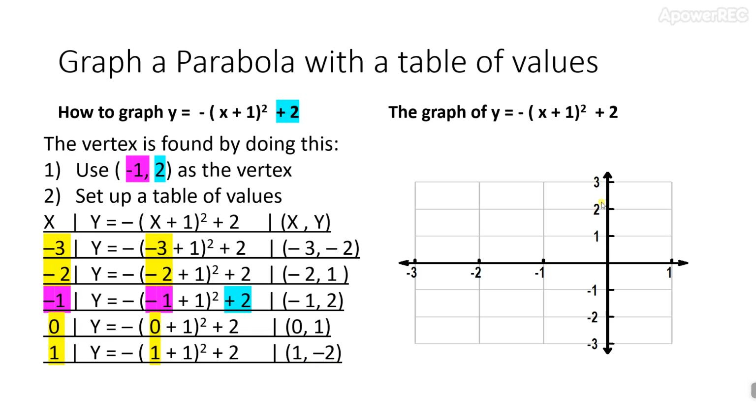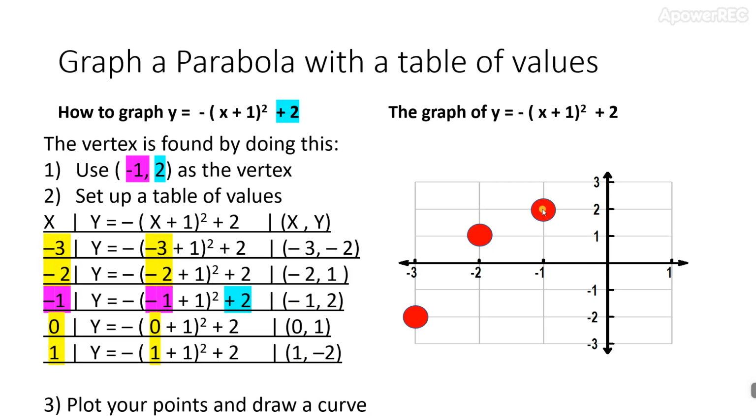To plot the points, it's easy. We'll start at the origin. We'll go 3 left, and we'll go 2 units down. Plot the point. -2, 1, we go to the origin, 2 left, and we're going to go 1 unit up. And for the vertex, we'll go -1, 2, so we'll go left 1, up 2. For 0, 1, we'll start at the origin, go up 1, plot the point. And for 1, -2, go 1 to the right of the origin, and go 2 units down.